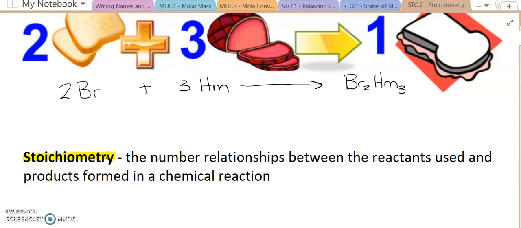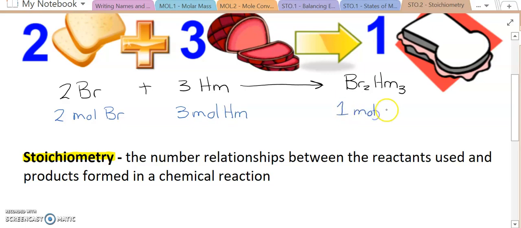But in chemistry, there's a different unit that we use. We don't use cups and tablespoons and teaspoons. Instead, in chemistry, when I take a look at a balanced equation, the unit we use is moles. So we say that there are going to be 2 moles of bread in this reaction. We say there's going to be 3 moles of ham in this reaction. And we say that we can make 1 mole of sandwich from those 2 pieces of bread and those 3 pieces of ham.